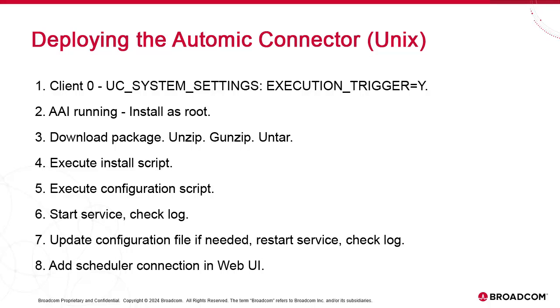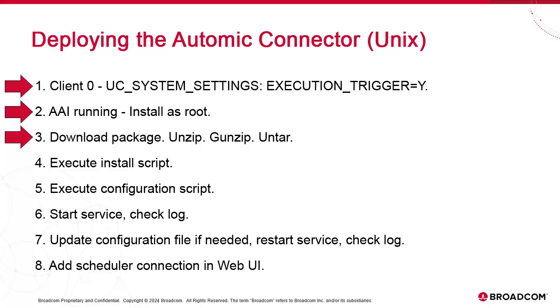This is the procedure. Before deploying the Atomic connector framework, we have to make one change in client 0 of Atomic Automation. We enable the UC_SYSTEM_SETTINGS execution trigger variable, which may be enabled by default. Next, make sure AAI is running. We install the connector as root.